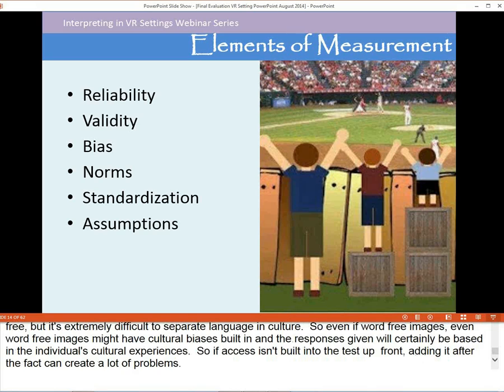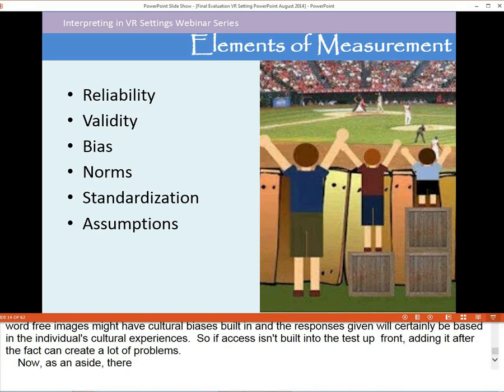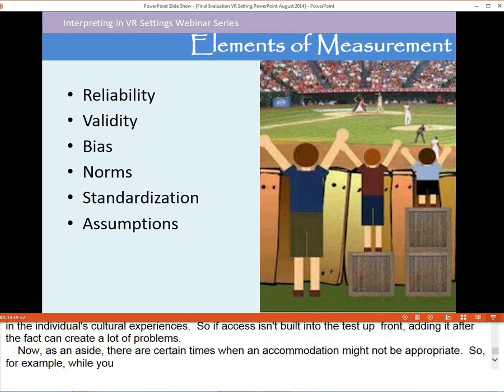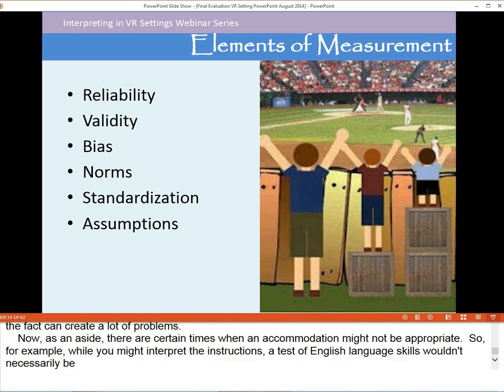Now, as an aside, there are certain times when an accommodation might not be appropriate. So for example, while you might interpret the instructions, a test of English language skills wouldn't necessarily be interpreted because that would change what you are testing. Okay, makes sense? Next slide.